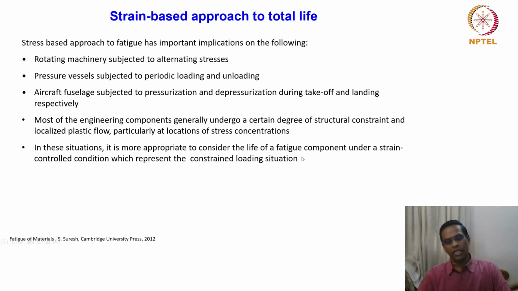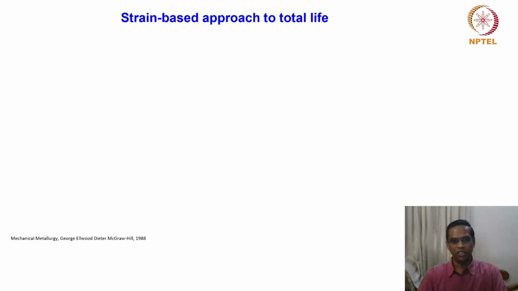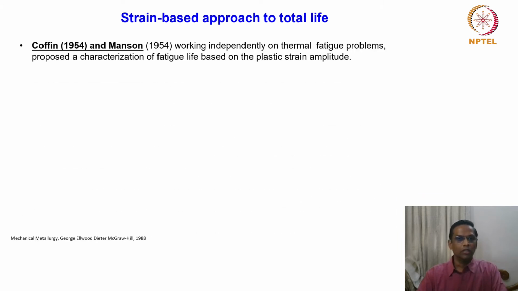So here, I'm trying to justify why we look at the stress-based approach as well as the strain-based approach. Though we have seen both of them already, now I'm just summarizing and then bringing them into a kind of combined discussion. So the strain-based approach to total life is generally analyzed by a Coffin-Manson plot. This is called the Coffin-Manson plot. We normally refer to it in the fatigue community.